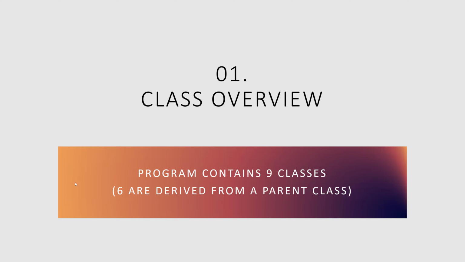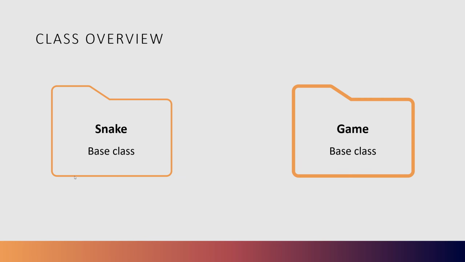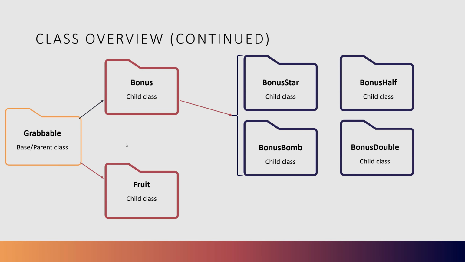The program would contain 9 classes, 6 of which are derived from a parent class. The first two are Snake and Game, which would be the base classes. These would not have any polymorphism involved in them. The next one would be Grabbable, which would be all of the consumable items in the game. This would be the base parent class. Next are the Bonus and Fruit classes, which are going to inherit from Grabbable. Then from Bonus, there are going to be 4 other classes that inherit from it: BonusStar, BonusHalf, BonusBomb, and BonusDouble.